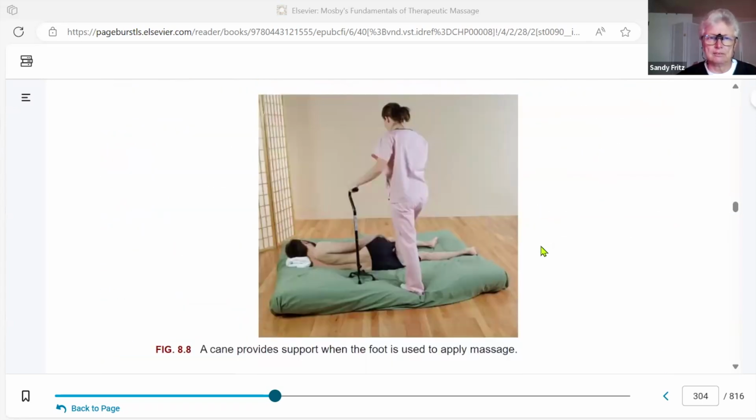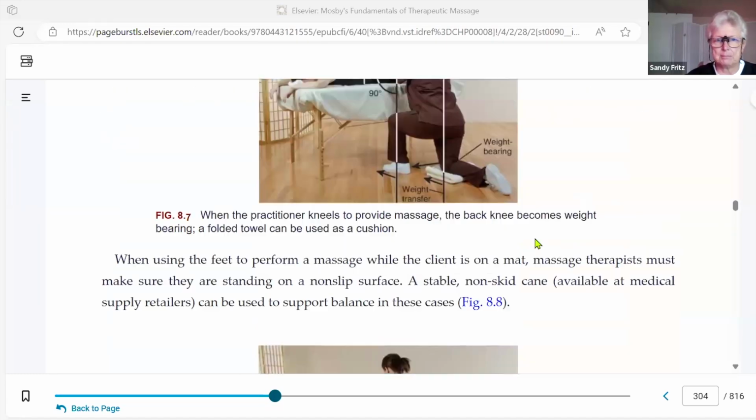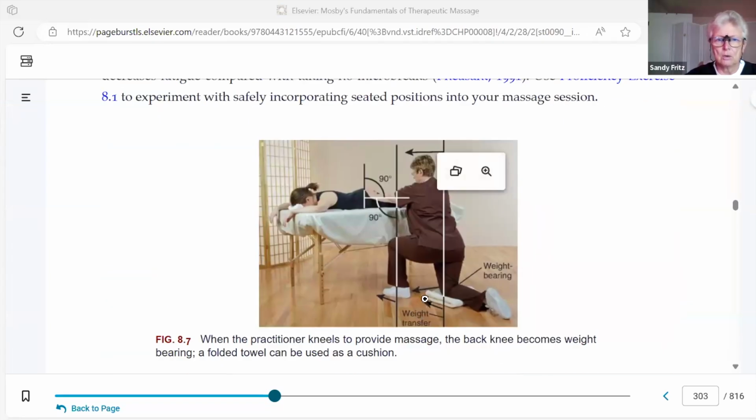So here is an example of adaptation on a mat, and how you can use a cane to provide stability so that you can lift that one leg right up off the ground and you still have a good 3-point contact. And that's what massage is typically, a 3-point contact: weight bearing, support, pressure. And it's the same in the arms: weight bearing, support, pressure.